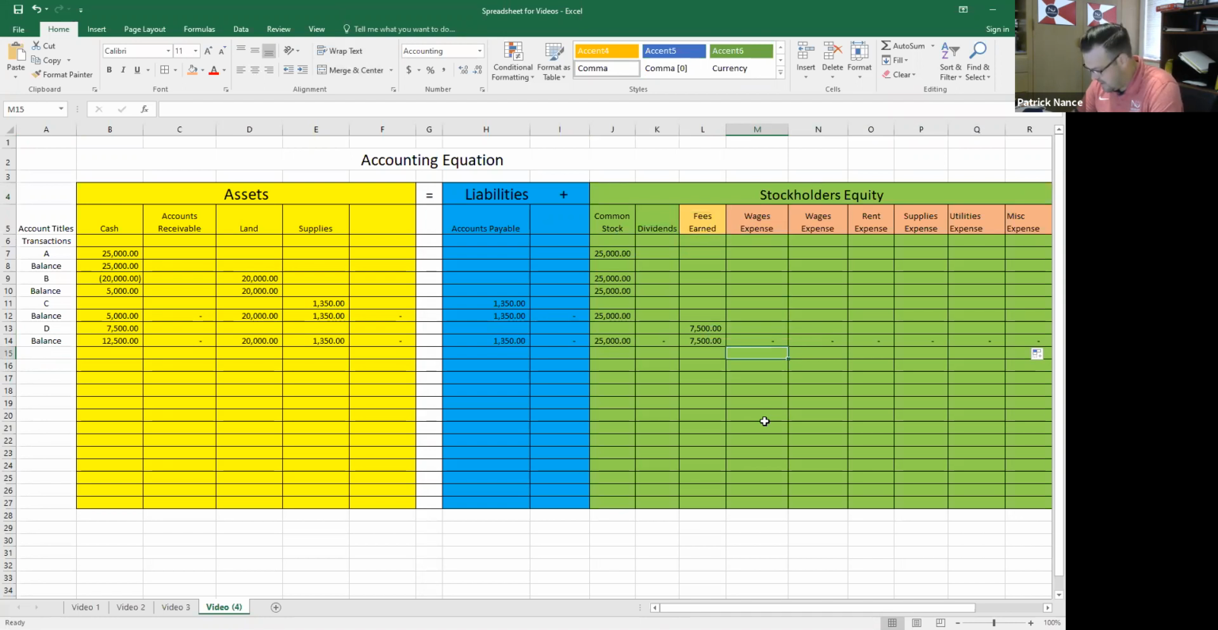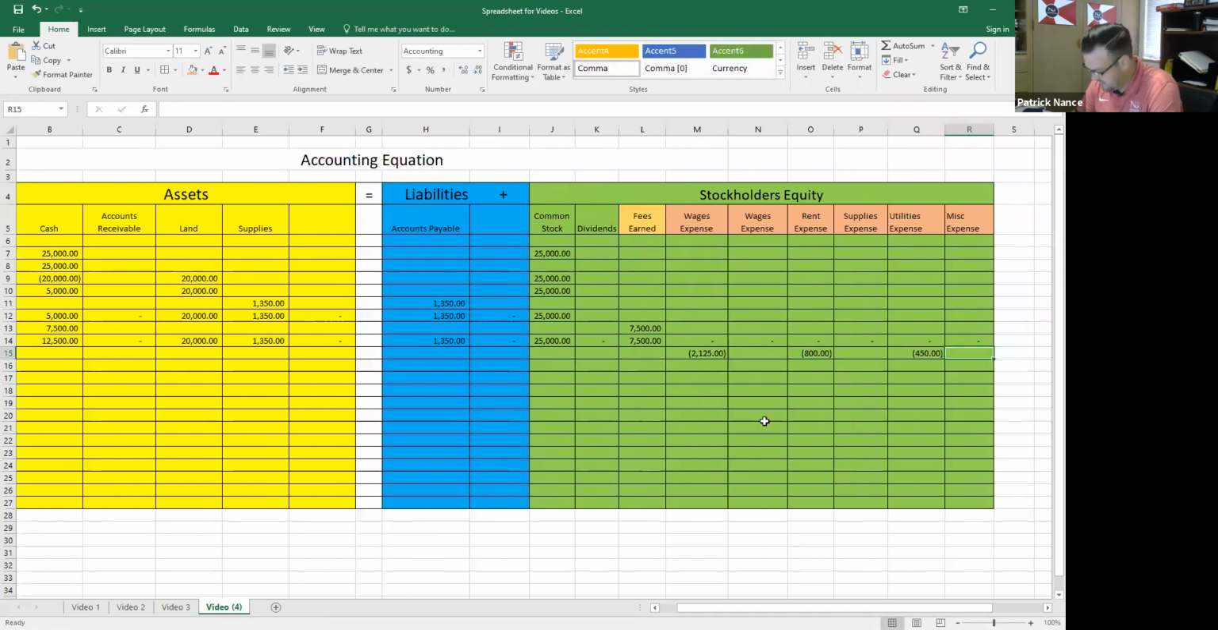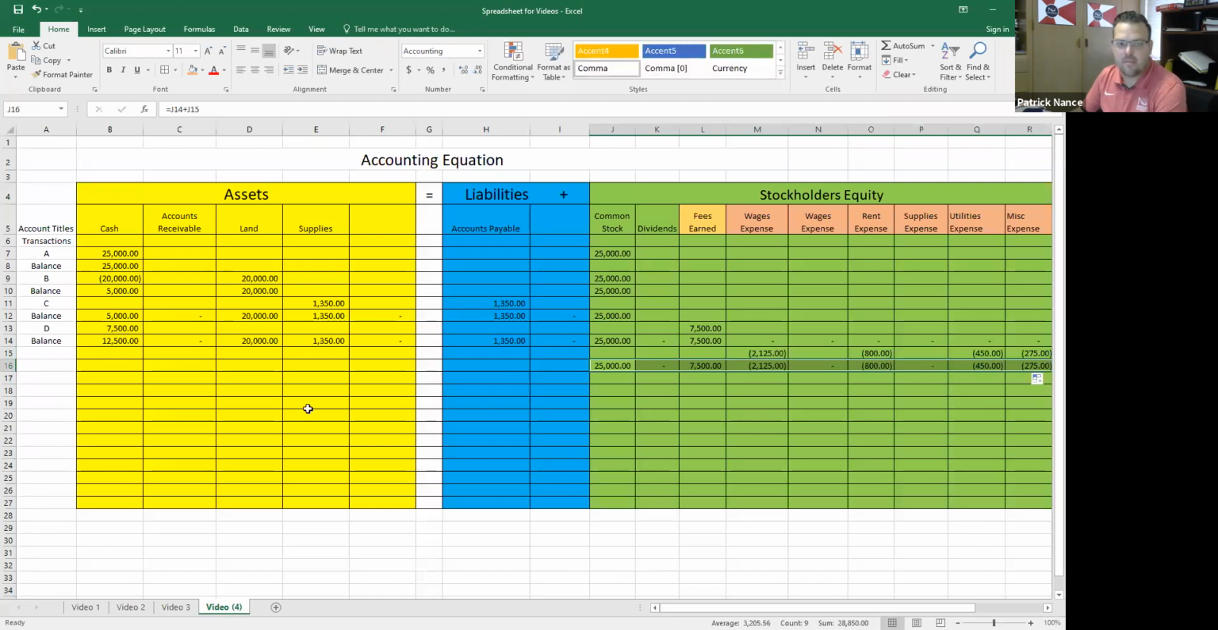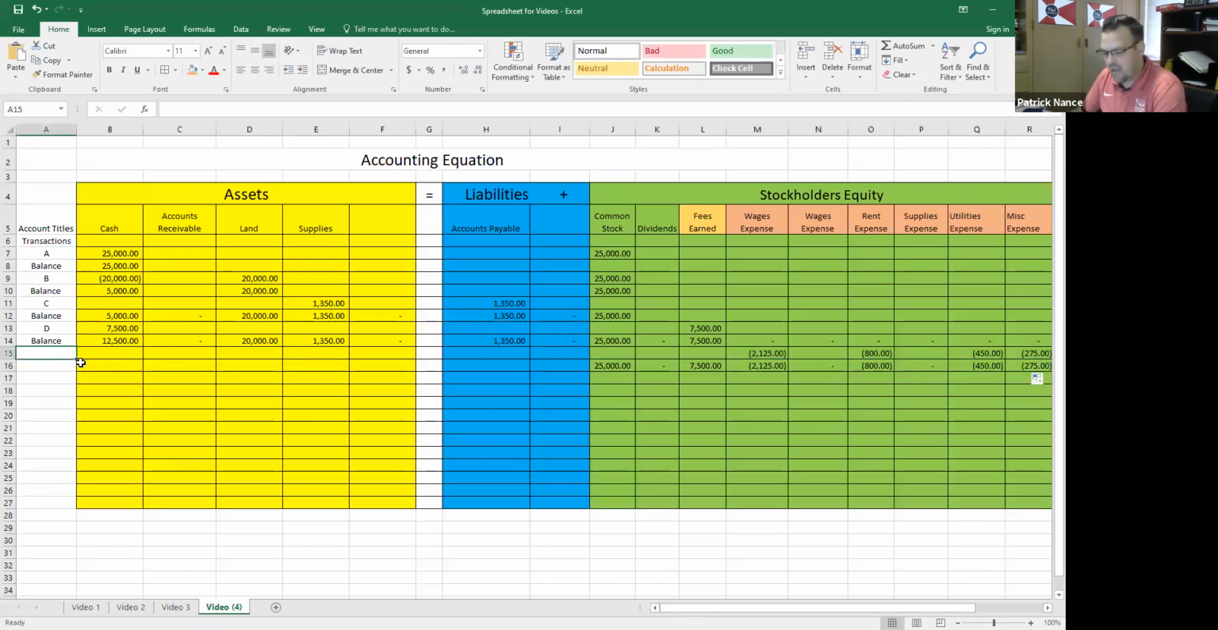So I have wages expense of negative $2,125. I have rent expense, negative $800. I have utilities, negative $450. And I have miscellaneous expense, negative $275. So now again, I can sum from the balance line to the next line. Okay, and then it says that we paid them. That magic 4-letter word paid means that I paid cash. Sorry, that's transaction E. I paid in cash. So I need to total those up.